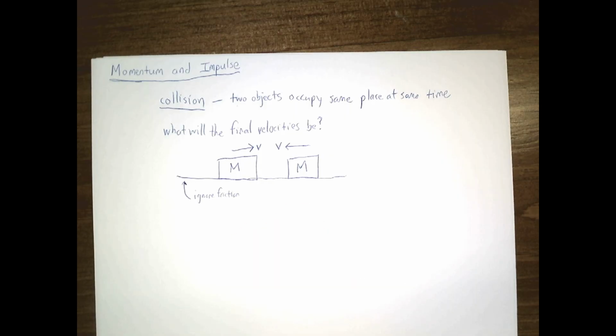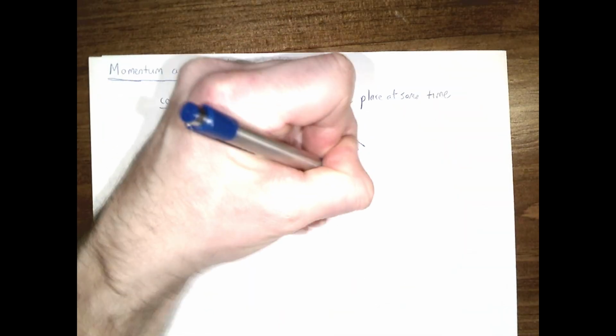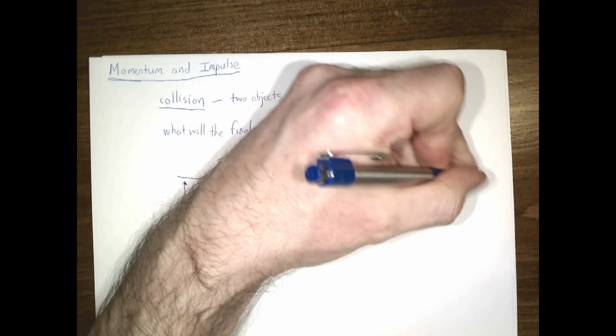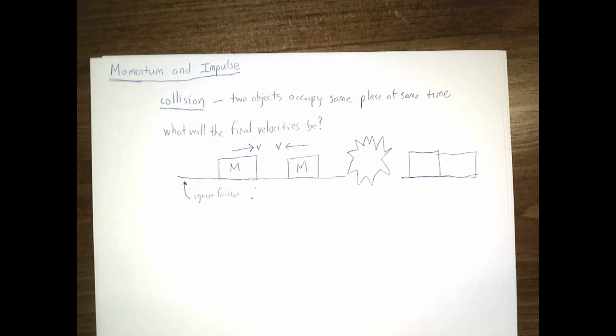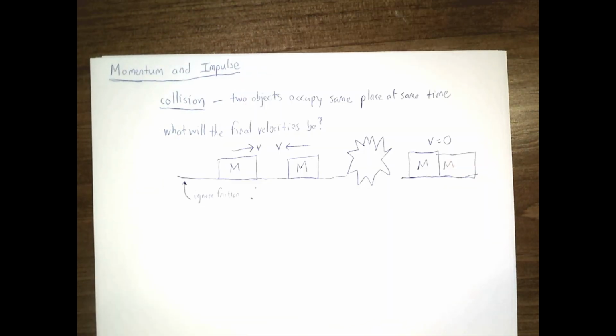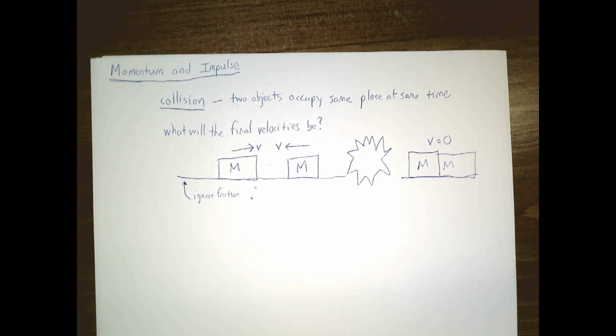When they crash into each other, we can probably predict that they will both stop dead in their tracks. Two equal objects stop each other. So both are at rest after the fact.